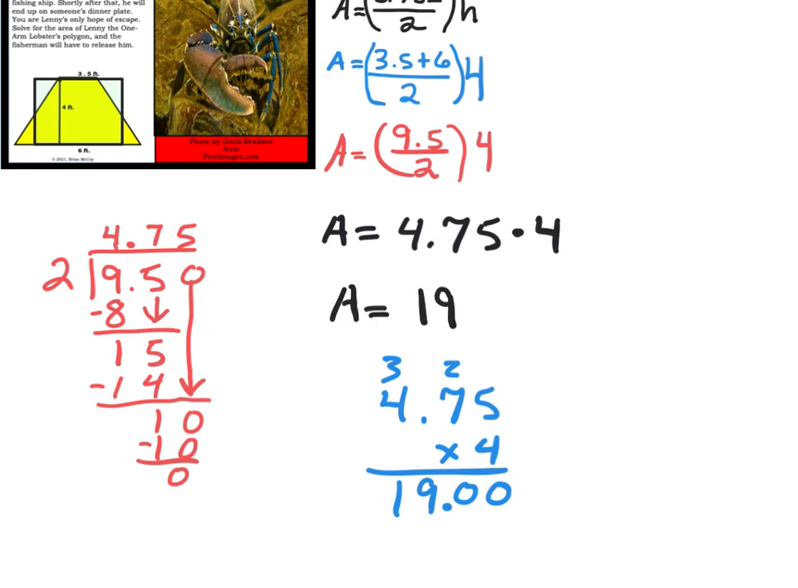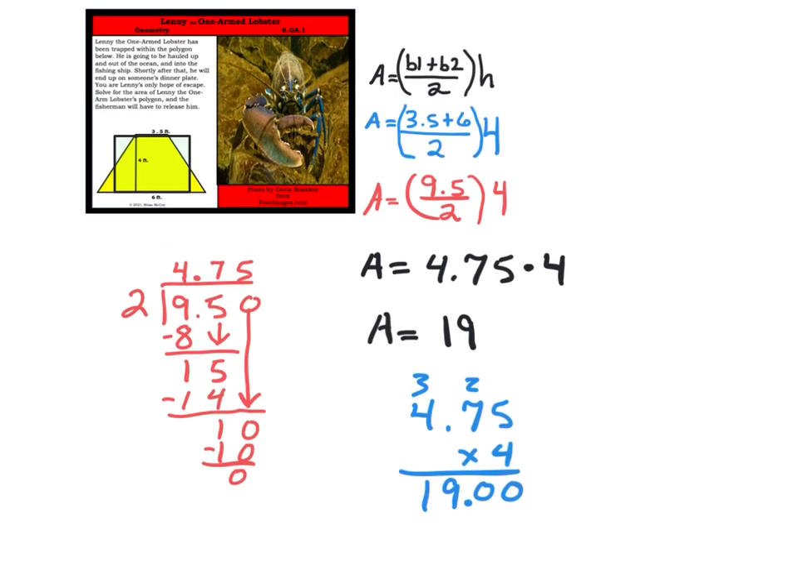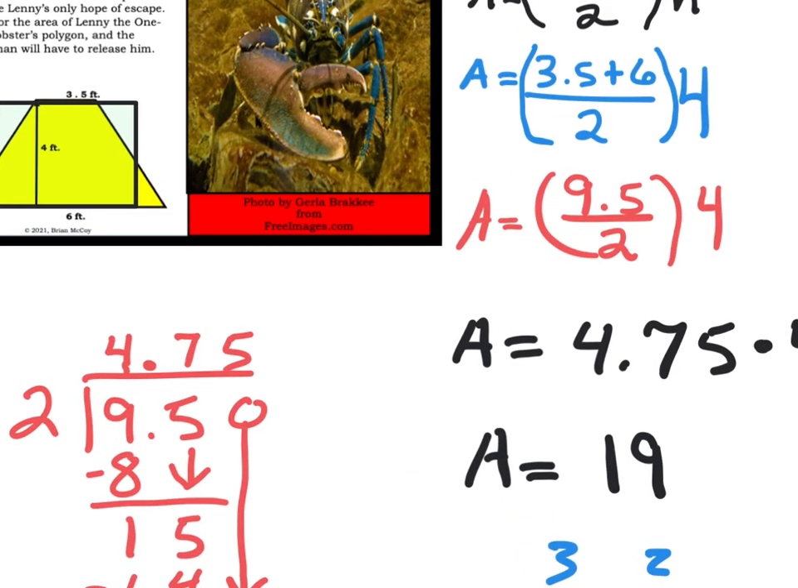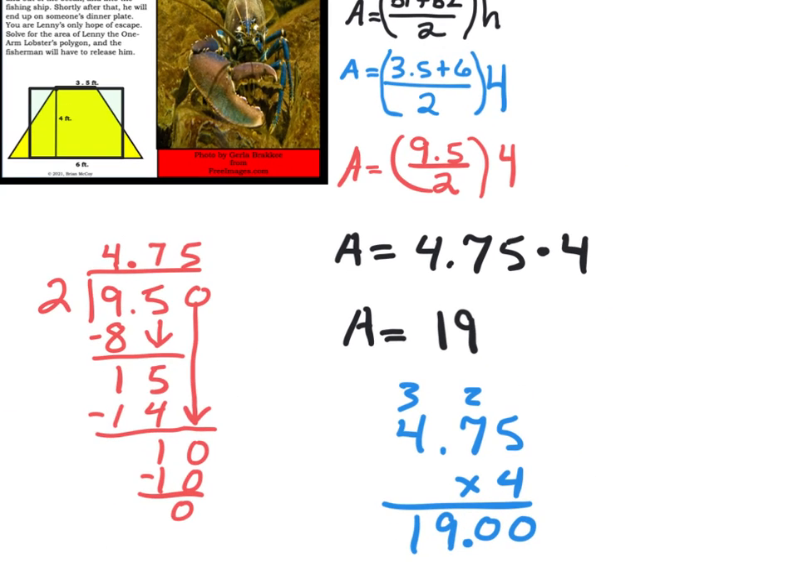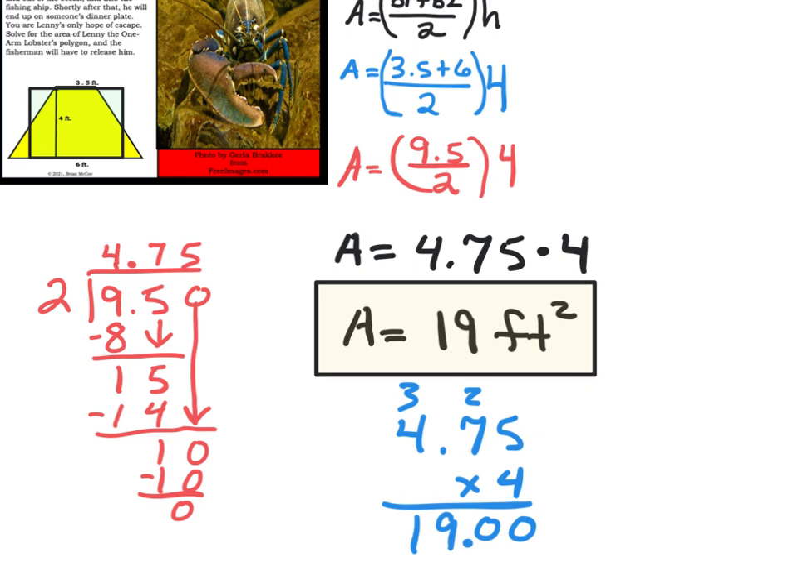And now we're talking about up here, we've got, as you see, these are feet, right? So it's 19 feet, and that is squared. 19 feet squared is your answer. You gotta love that, my friends. And there you have it.